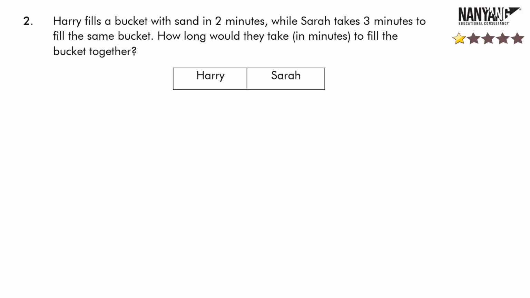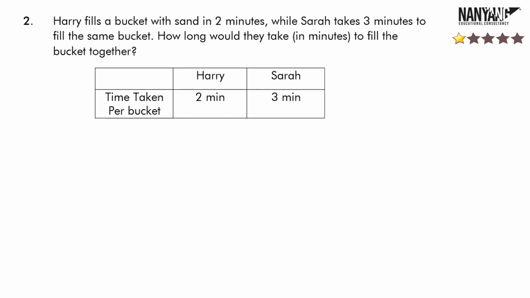So our first step would be to write down a table. We label Harry and Sarah first, and we find out the time taken for them to fill up 1 bucket. Let's fill it in the table. We have 2 minutes and 3 minutes respectively. Next, we take the reciprocal to find out the rate. Harry will fill up half a bucket per minute, and Sarah will fill up 1/3 of a bucket per minute.